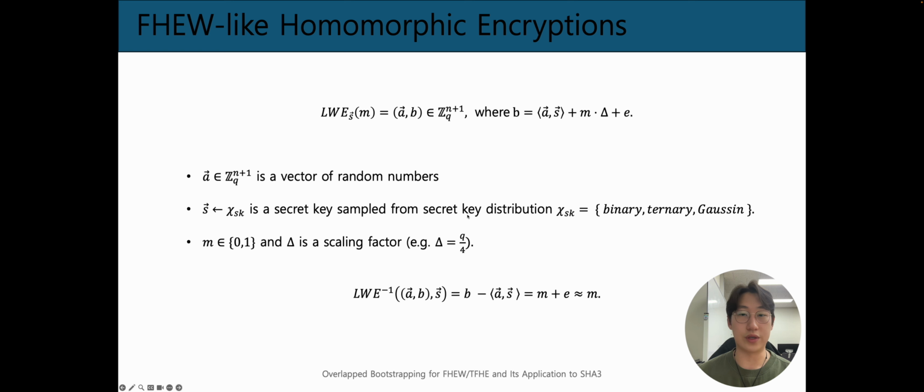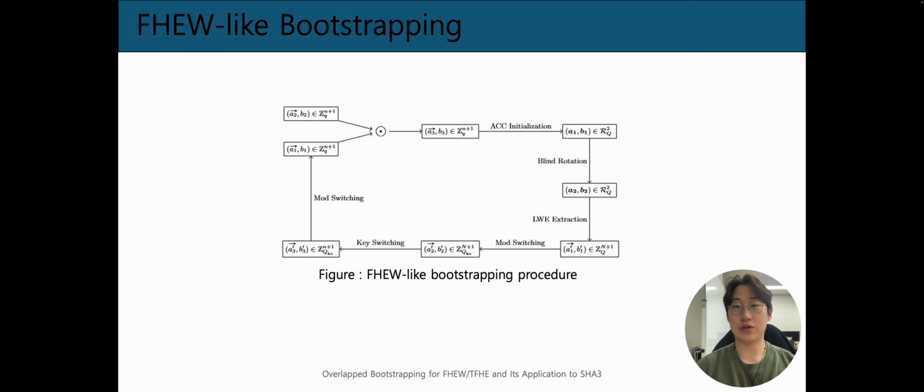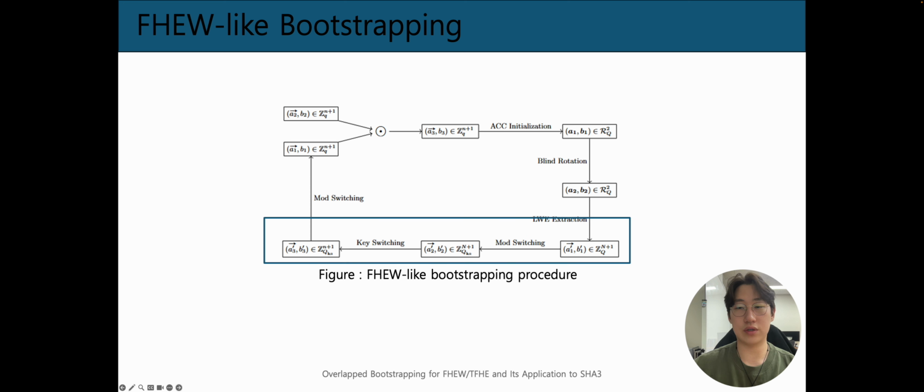And I will introduce the bootstrapping process used in FHEW-like schemes. This figure illustrates the bootstrapping procedure in FHEW-like systems. First, we compute two ciphertexts using the ODOT operation, followed by ACC initialization. Next, we perform the homomorphic decryption circuit known as blind rotation and extract the constant term from the output. Finally, we switch the modulus and keys to enable further operations.